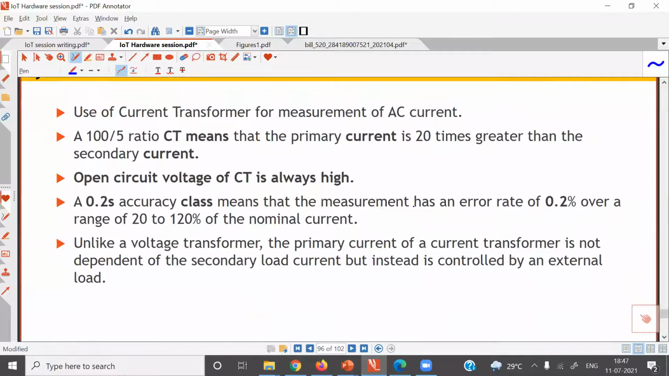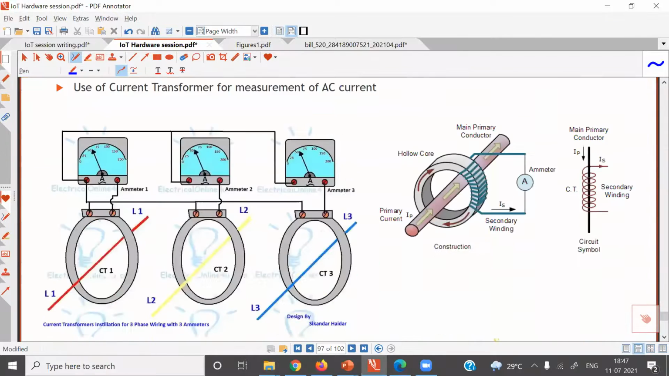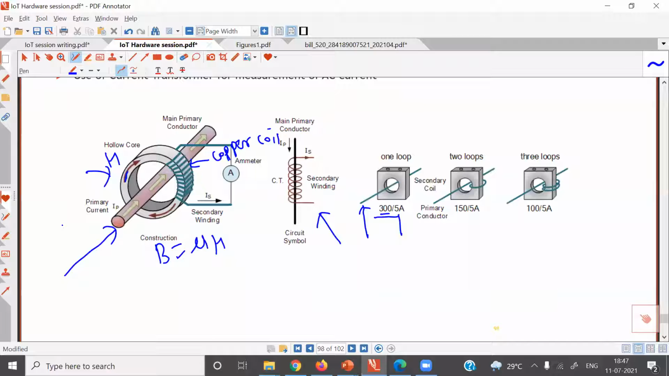So properties of CT. Open circuit voltage of CT is always high. It may reach kilovolts. Remember, if you put current carrying conductor inside the CT, if this current is large, in the absence of any load across the CT coil, across the secondary winding of the CT, induced voltage may go up to kilovolts, like 5 kilovolts, 6 kilovolts, and so on.